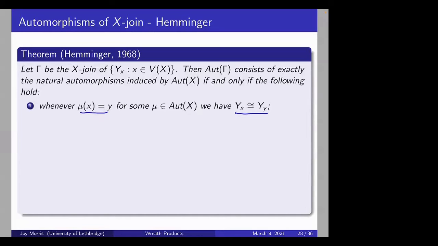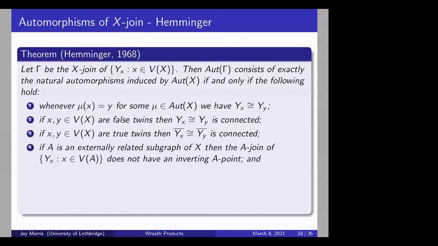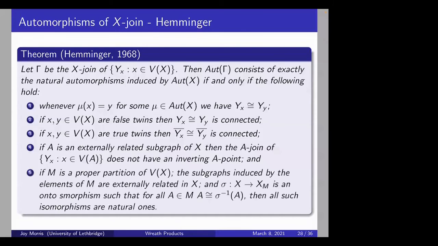And then we have the Sabidussi conditions. If x and y are false twins, then the graphs they're replaced with have to be connected. If x and y are true twins, then the complements of the graphs they're replaced by have to be connected. And then the two Hemminger conditions. If we have an externally related subgraph, then we don't have an inverting point for that externally related subgraph A, and the other condition, obstruction 2.